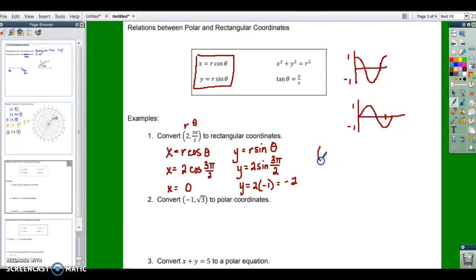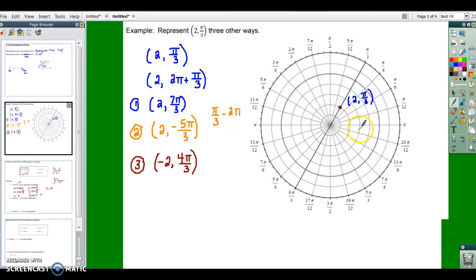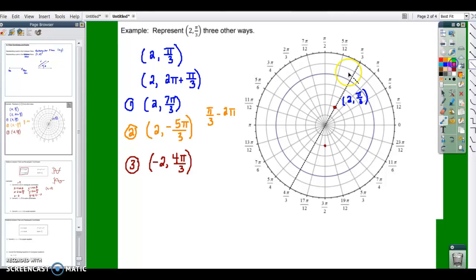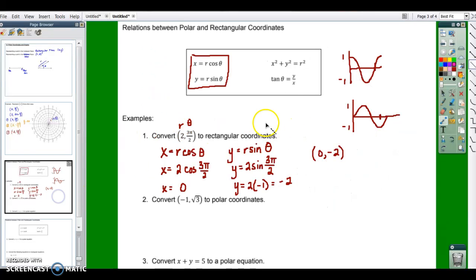So the rectangular version of this point would be 0, comma, negative 2, which hopefully makes sense, because if you were to plot 2 comma 3 pi over 2 on the polar graph, you'd go around to 3 pi over 2 and you'd go down 2 units. If you were to superimpose that on the rectangular coordinate system, this would be your y-axis, this would be your x-axis, and you're literally at the point 0, comma, negative 2. So that's how you would convert from polar to rectangular.